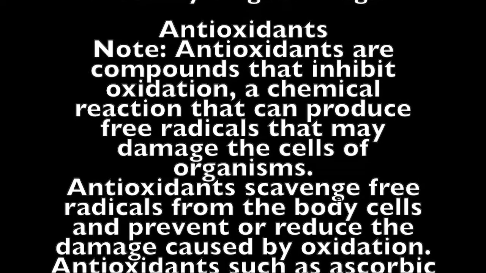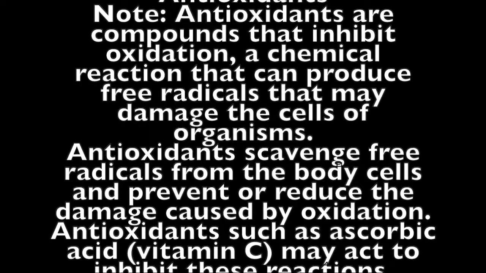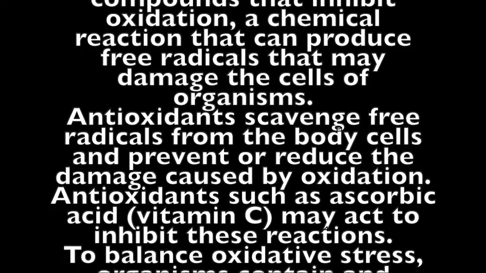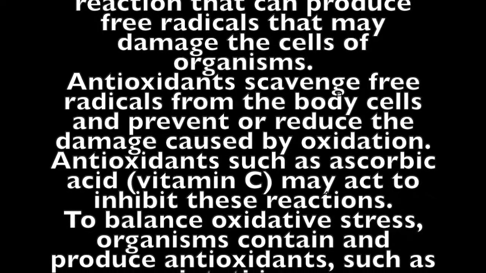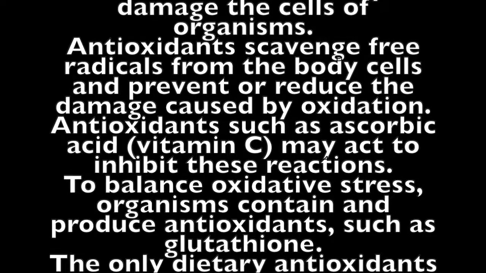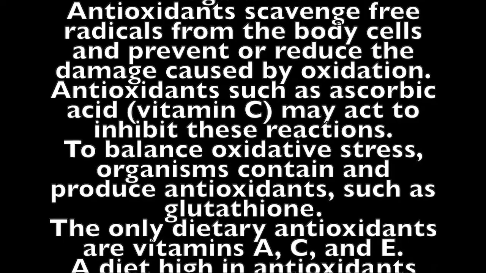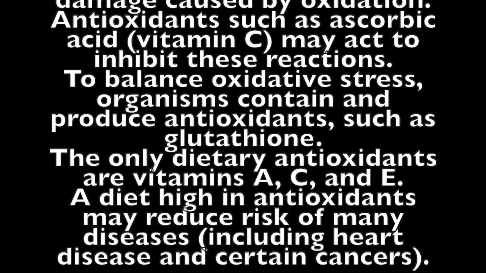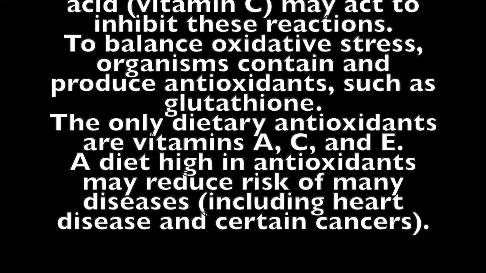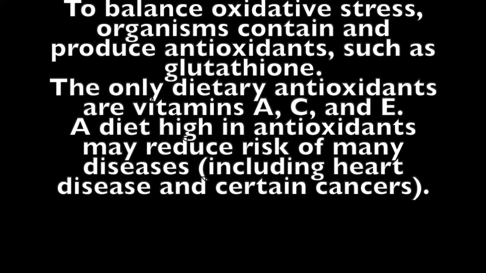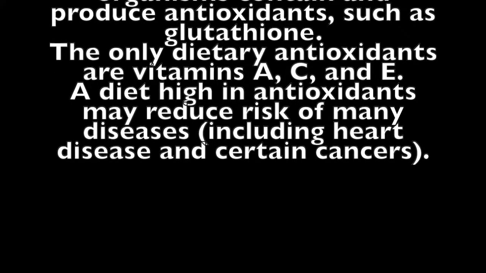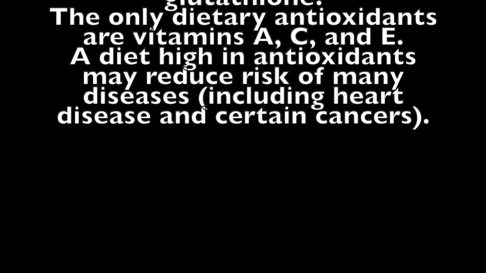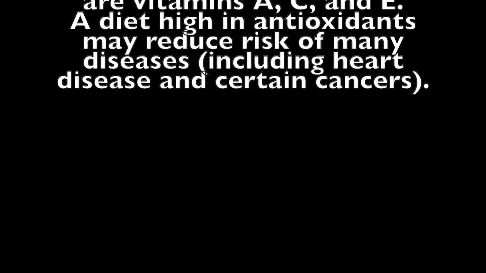Antioxidants. Note: antioxidants are compounds that inhibit oxidation, a chemical reaction that can produce free radicals that may damage the cells of organisms. Antioxidants scavenge free radicals from the body cells and prevent or reduce the damage caused by oxidation. Antioxidants such as ascorbic acid, that is vitamin C, may act to inhibit these reactions. To balance oxidative stress, organisms contain and produce antioxidants such as glutathione. The only dietary antioxidants are vitamins A, C and E. A diet high in antioxidants may reduce the risk of many diseases, including heart disease and certain cancers.